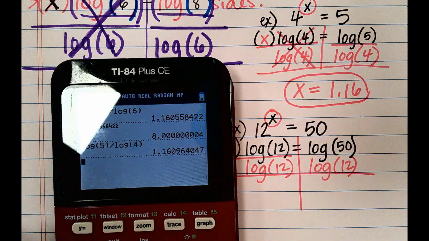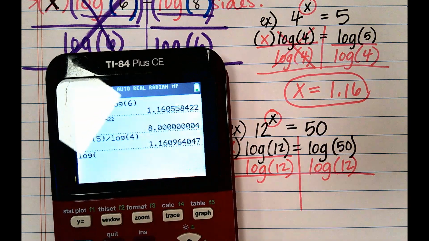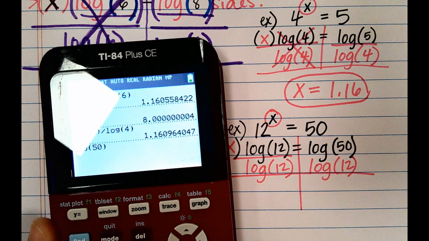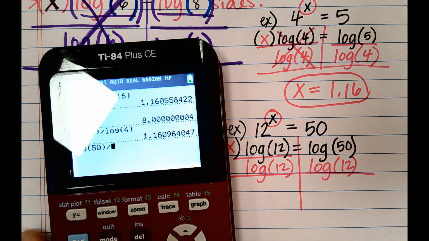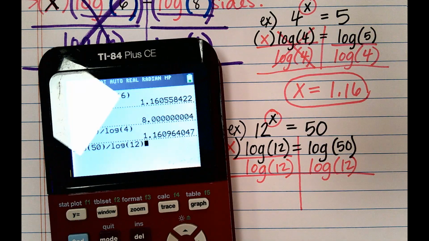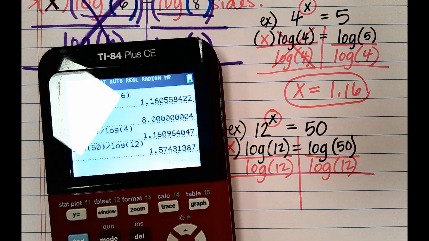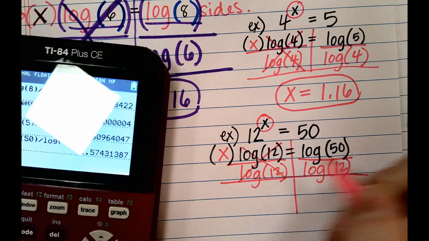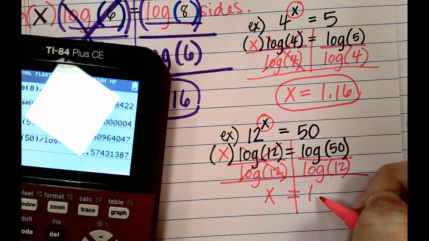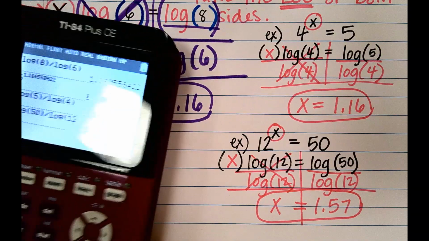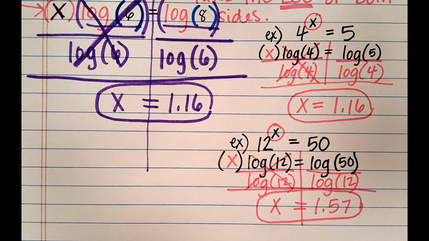Okay, so log of 50, close my parentheses, divided by log of 12, close my parentheses. Enter. 1.57. It's different. So our log of 12 is canceled, and we get x equals 1.57 approximately. Not an exact answer. These are all approximate since the decimals are so precise.